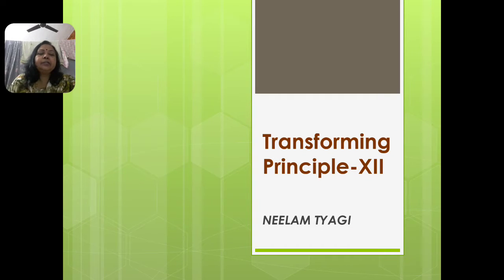Good morning, class. Today we are going to study the transforming principle given by Frederick Griffith. Griffith performed his experiment on mice by using Diplococcus pneumoniae, a bacterium which is responsible for causing pneumonia in mammals.